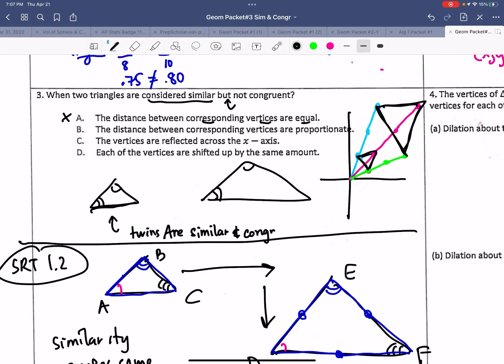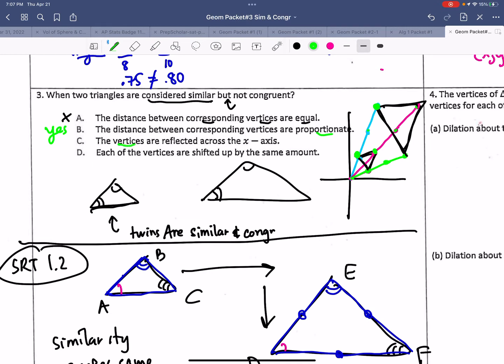The distance between the corresponding vertices is proportionate. Okay, that's going to be a yes, right? This distance is 2. This one is 2 over 3, 2 over 3. That sounds like a right answer.